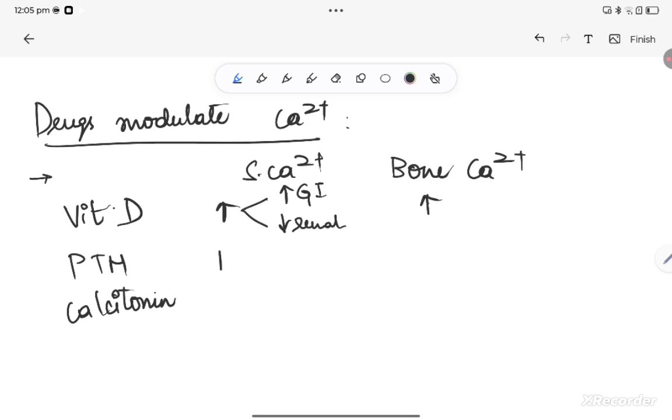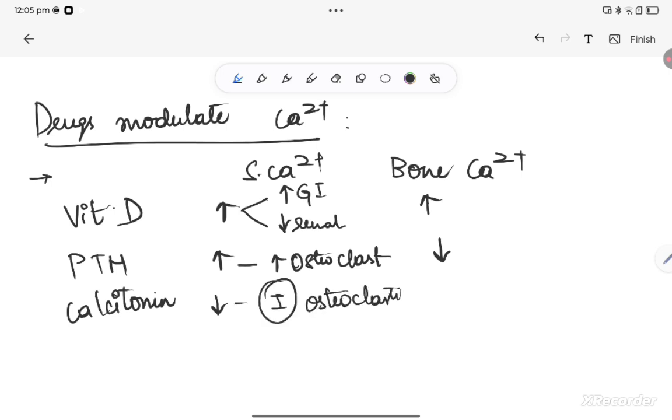Parathormone also increases serum calcium levels, and it mainly does so by increasing the osteoclasts. So, bone calcium will be reduced. Calcitonin reduces the serum calcium levels, but it inhibits osteoclastic activity, because of which bone calcium levels increase. This background is very important. So, vitamin D is very helpful to treat osteoporosis, whereas parathormone causes osteoporosis.